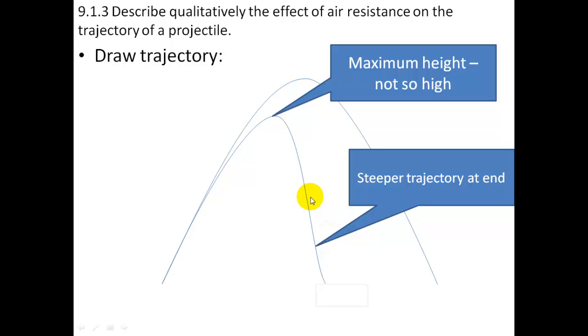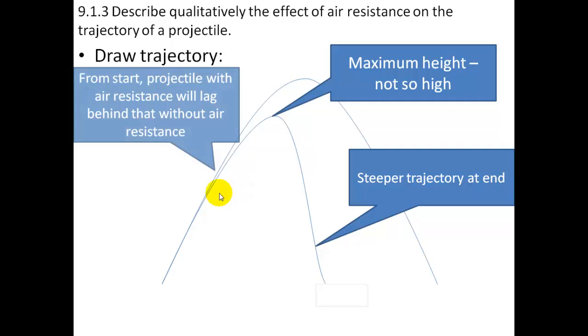And then there's another point which you can't see so well from this sketch, which is that from the start the projectile with air resistance will lag behind that without air resistance. So it will lose energy, and this is why it will not go so high. The range will not be as far, and it will be steeper at the end.